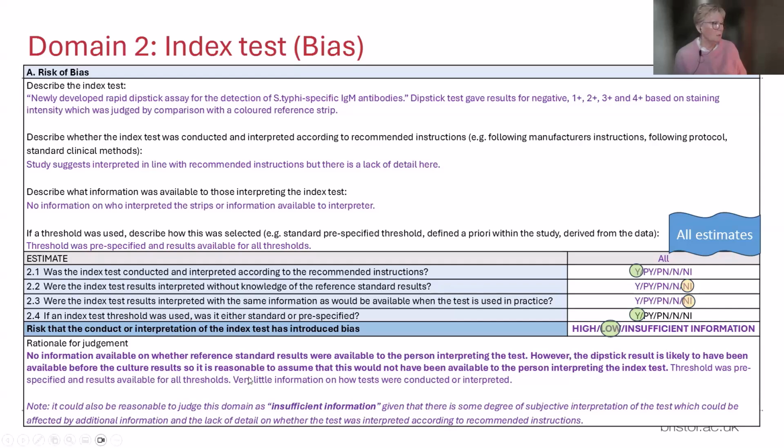And this is mainly because of signalling question 2.2, where there was in fact no information on whether the reference standard results were available to the person interpreting the test. But because of the type of study that this was, it's the dipstick result, that's the index test result, is likely to have been available before culture results. So this was probably a prospective study, which means that although we weren't provided with any information, the likelihood is that this is not going to cause bias in this study.